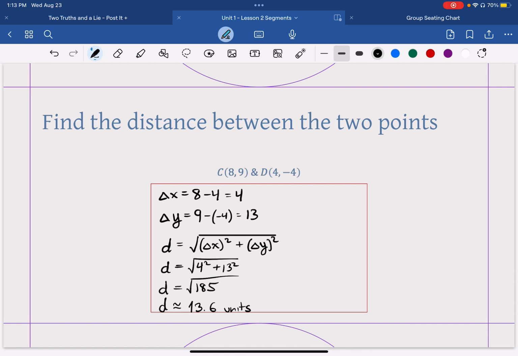I like to chunk it up. You can put it all into one big long thing and then enter it into your calculator and figure that out. That's perfectly fine as well. But what I like to do is find the difference of x, the difference of y, take those two numbers and put them into the Pythagorean theorem.